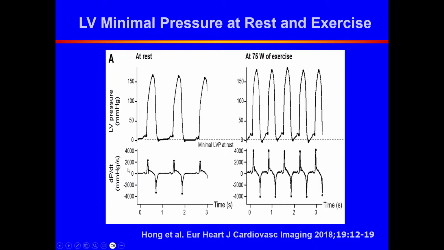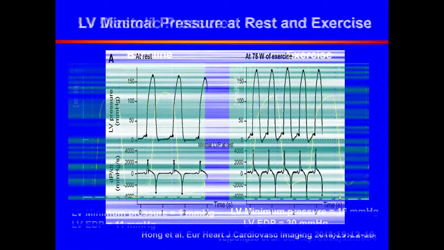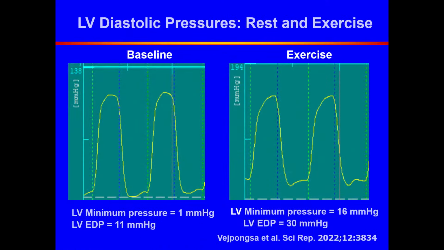And this is a dp/dt versus time. This is the negative dp/dt. Notice the faster heart rate with exercise and the much higher negative dp/dt. Here it's about 3,000 something. This is 4,000 plus millimeters of mercury per second, showing you that relaxation is augmented.